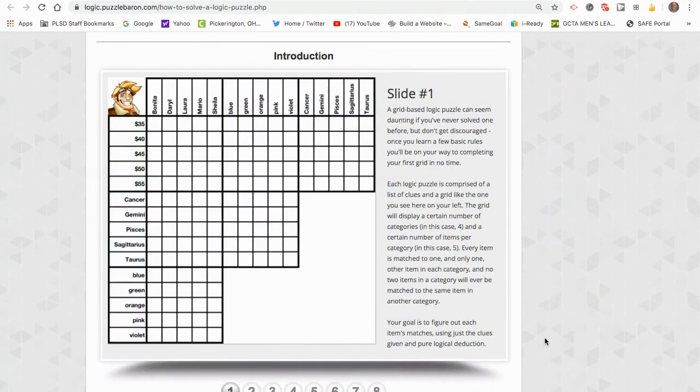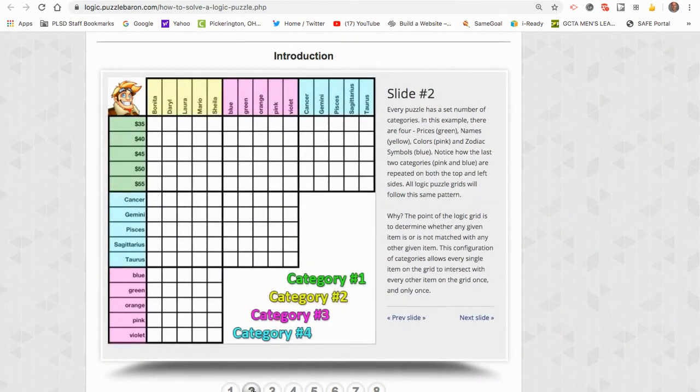So here is what a logic puzzle looks like, but I'm going to break down the grid for you so that you can get a better understanding. So the first thing is that there are these different categories. You can see here we have category 1 is the amount of money spent. Category 2 are the number of people that are involved. Category 3 is the color that they have, and then category 4 is their astrological sign, their zodiac sign. So you would have to figure out how much Bonita spent, what her astrological sign is, and the color, using the clues that they give you.